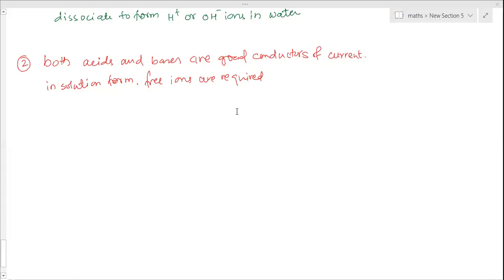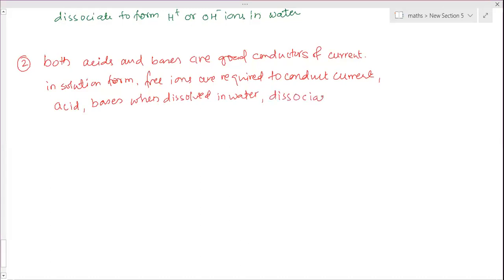Now it's normal. Okay. Both acids and bases are good conductors of current. Why? Because in solution form, free ions are required to conduct current. And acids and bases, when dissolved in water, dissociate to form free ions. Write it down. Hence, acids and bases are good conductors.